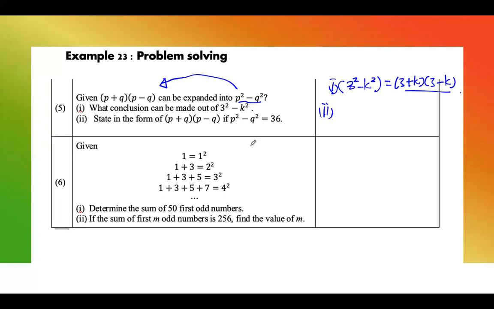So what is the conclusion? State in the form of P plus Q, P minus Q, if P squared minus Q squared equals 36. So how to state in the form? P squared minus 9 Q squared equals 36. That means P plus Q times P minus Q equals 36. So what type of numbers can we use to get 36?